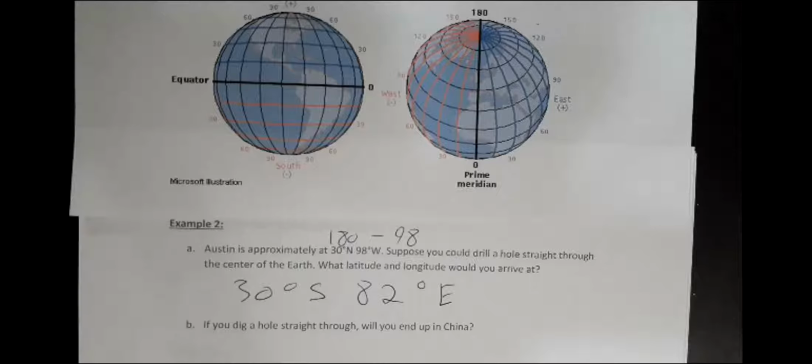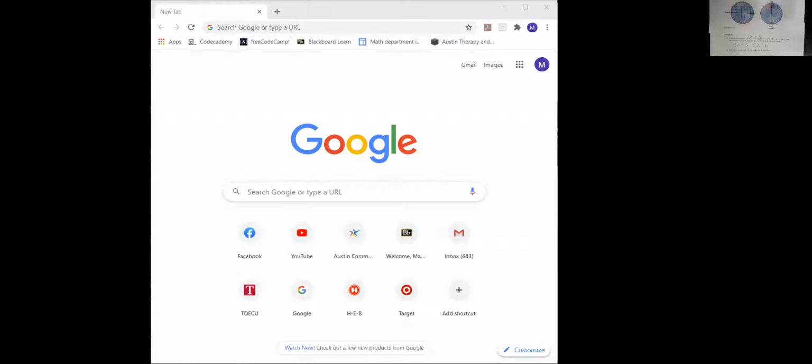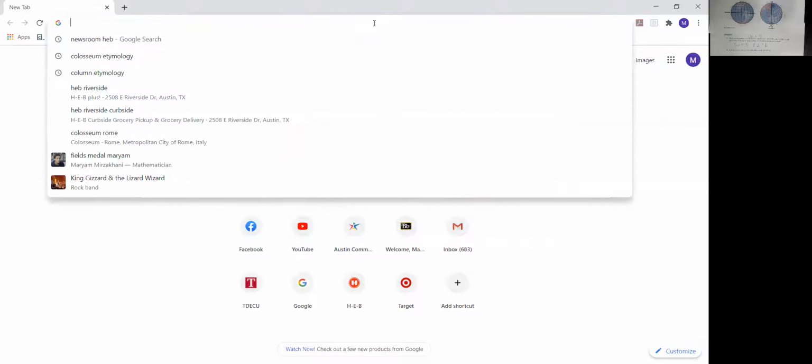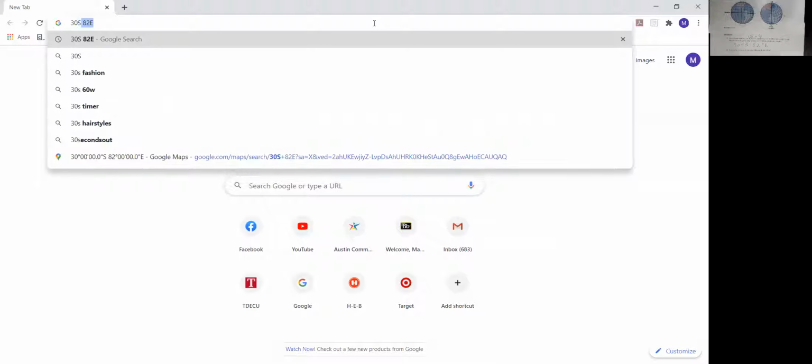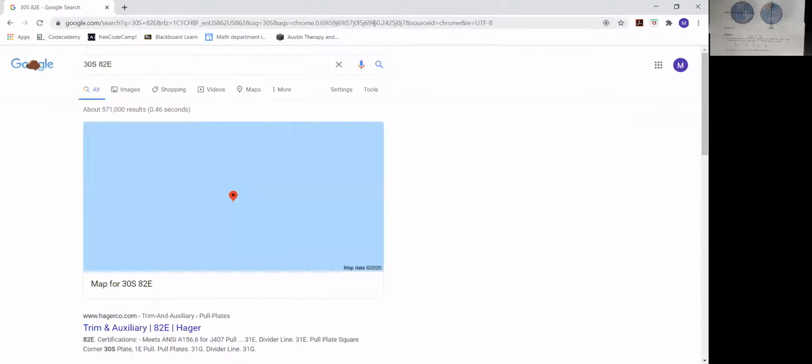If you dig a hole straight through, will you end up in China? So that's the old fabled myth. But let's see where we do end up. So if I want to share my screen, let's share it. Let's do Google tab. And I want to do what? 30 south, 82 east. Look, I already looked it up in my computer.